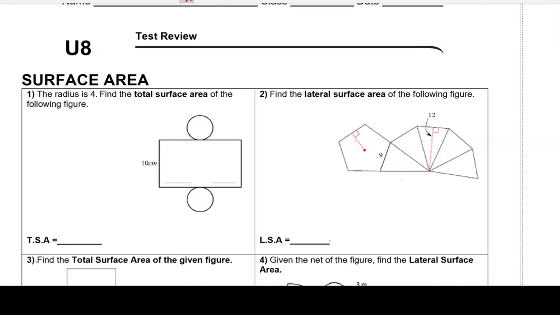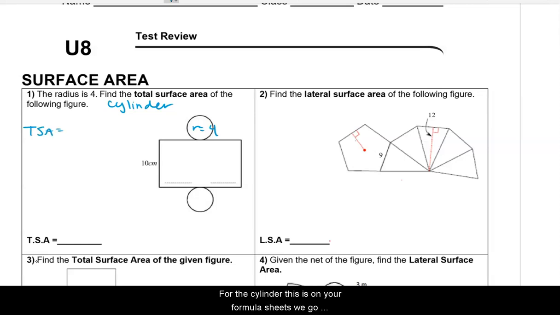To begin, our first question says, the radius is 4. Find the total surface area of the following figure. So radius is 4, that's our r, right? So r equals 4. Now, this here is a cylinder. So we're going to look at total surface area, TSA, for the cylinder. This is on your formula sheet. So we go down to the cylinder. It says total surface area formula is 2 pi rh plus 2 pi r squared.